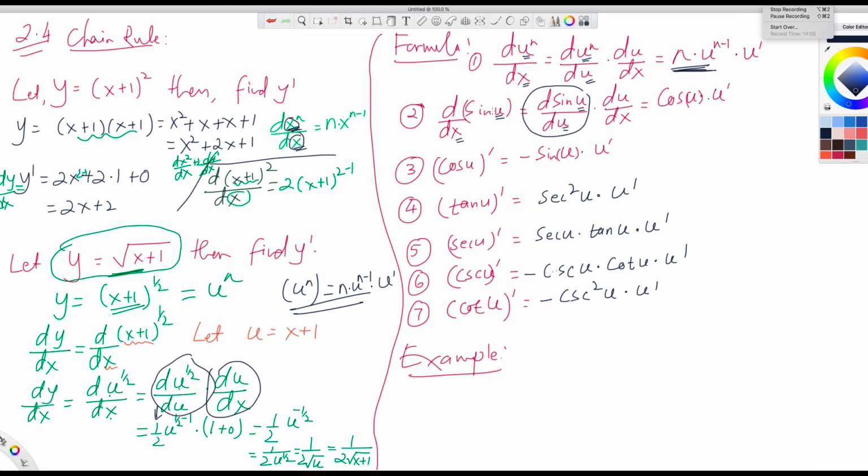If that angle is u, but you are finding the derivative with respect to x, then you write the same formula as before, and you need to multiply by u prime. That is the new thing we are doing, okay? Let us see this example.